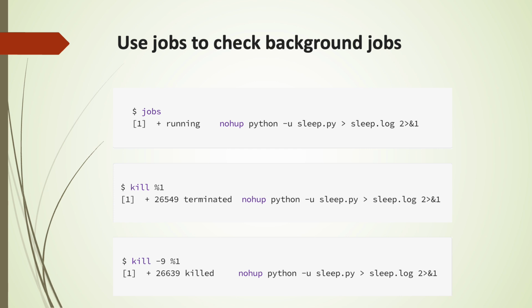The jobs command in Linux can be used to manage background and suspended jobs in the current shell. Note that it can only be used in the current shell where the background jobs were started. We can kill the job by job ID, which is 1 in this case. We can also use the -9 option for a more forceful kill.